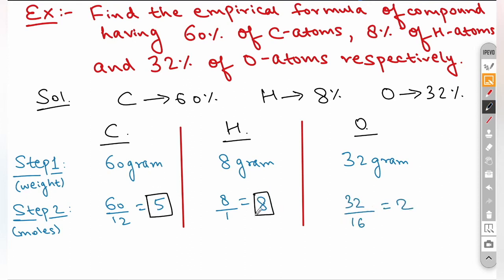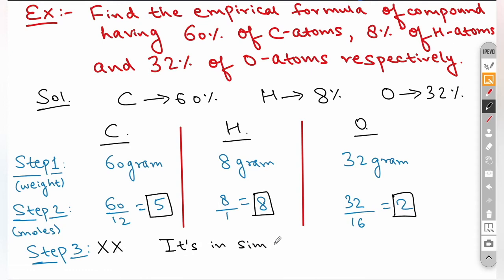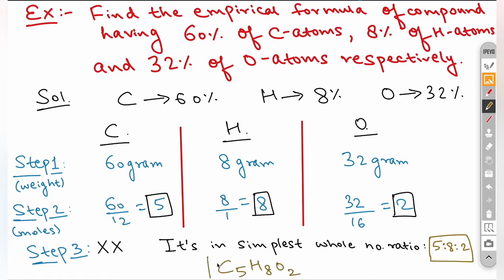Now we can clearly see it is already in the simplest whole number ratio, right? So step 3, there will be no need of step 3 because it's already in the simplest whole number ratio, which is 5:8:2. So simply the empirical formula of this compound will be C5H8O2. This is the answer. It's very easy. Now we'll see one more example.